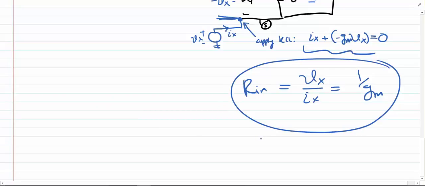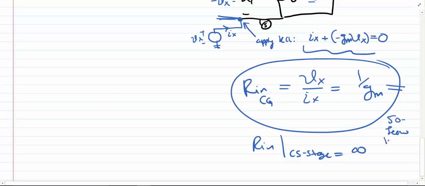Now remember, the input impedance for the common source stage was infinity, whereas for the common gate, the input impedance is 1 over gm, and that number is somewhere in the range of 50 to few hundred ohms. So now you can pretty much imagine that the input impedance of common gate is fairly small as compared to the input impedance of the common source stage. Now this is a very important observation to keep in your mind.